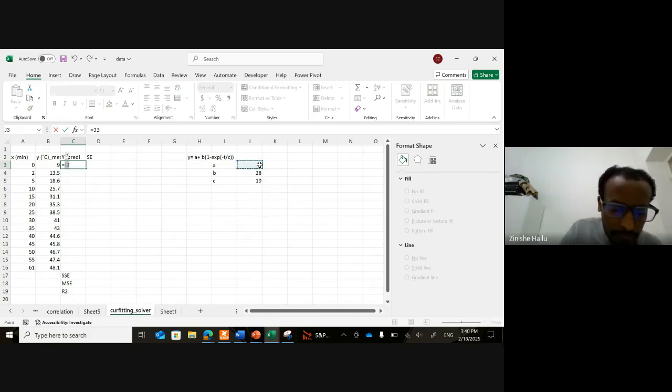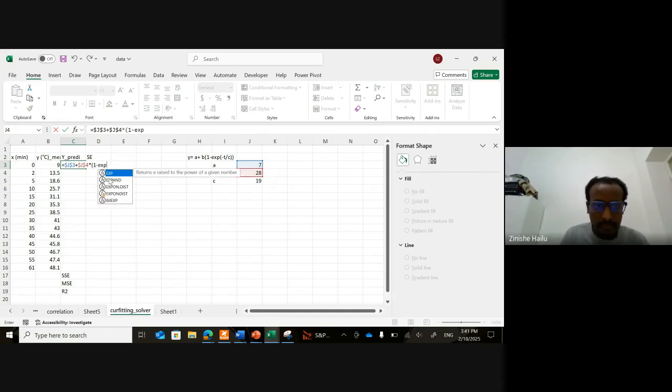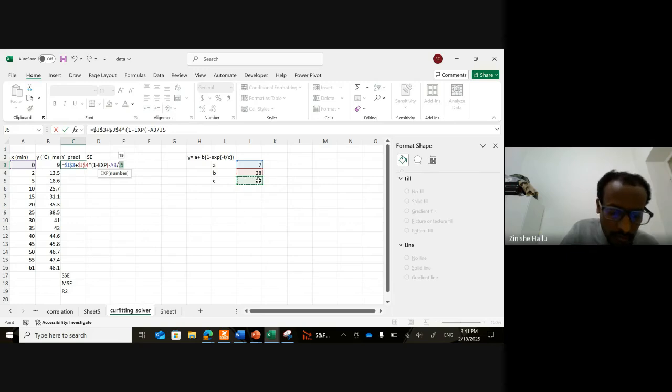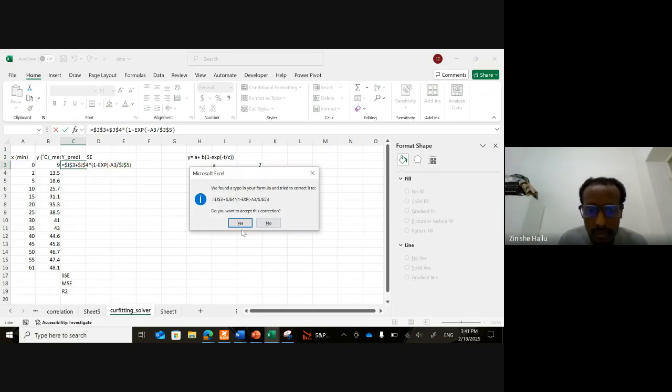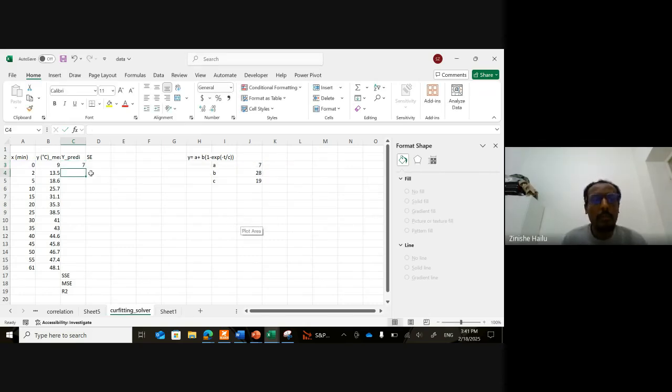A is this, we have to fix it, plus B is this one, and again we have to fix it, times bracket 1 minus exponent of minus t, t is this one, over c, c is this. We have to fix it, and then we have the integer. Okay, it's good. So we get this one.